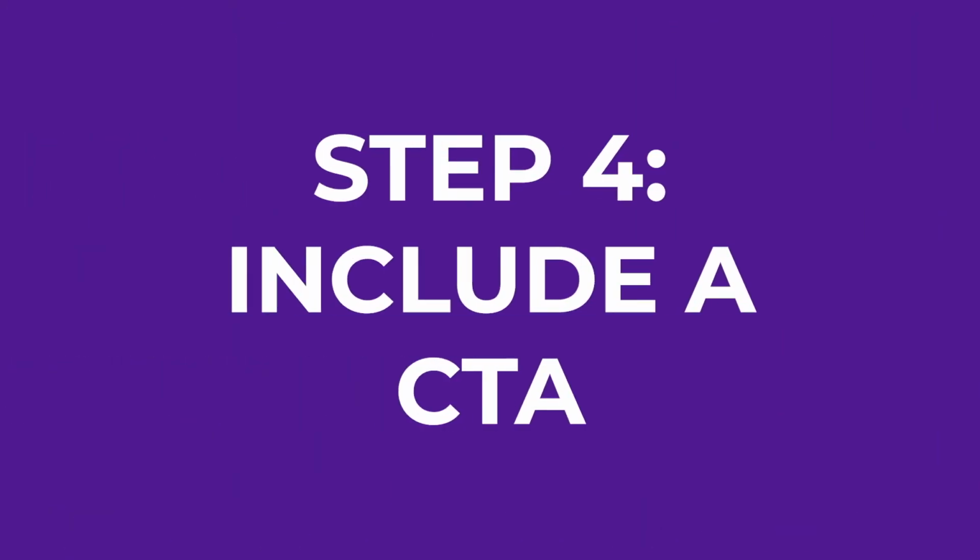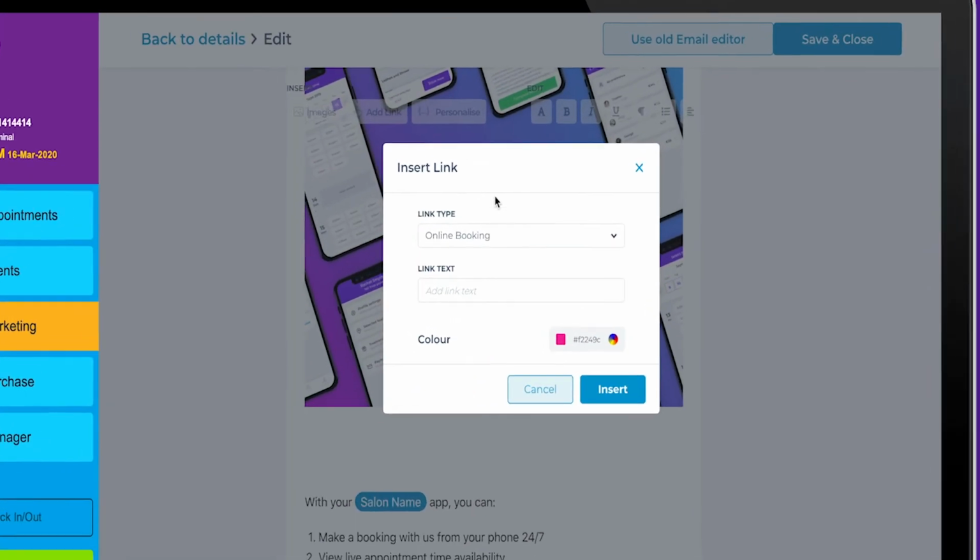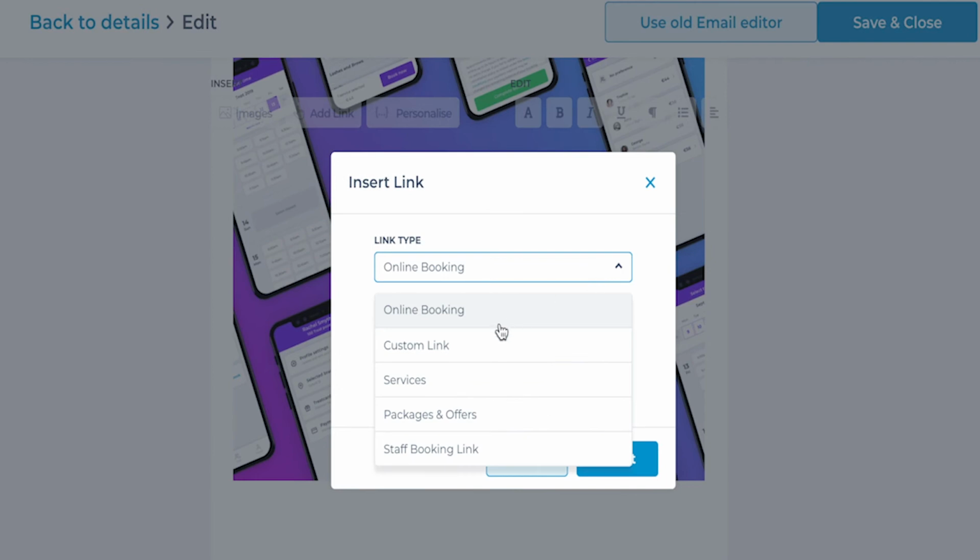Step 4, don't forget to include a call to action. This should probably be the first rule of thumb when we're looking at your campaigns, but seeing as how we're working down the email, it's now the time to mention adding a call to action. Your clients, when reading a message, shouldn't have to figure out what to do or how to book in. So always make sure that you include a link that the client can book online.